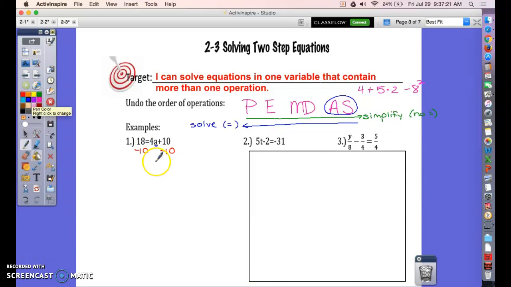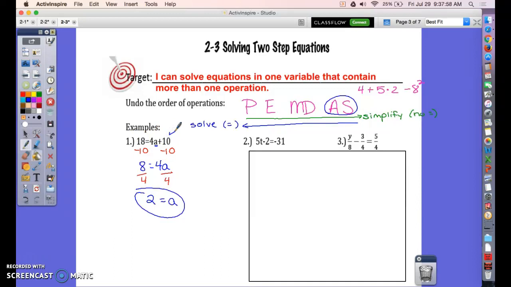When I subtract 10 from both sides, they would cancel over here and I'd be left with 4A on the right, and 18 minus 10 over here would give me 8. Now all I have is the multiplication, and we did this yesterday, so we would just divide both sides to undo that. Dividing by 4 would cancel out those 4's, and I'd be left with A equals 2, or 2 equals A. Keep everything lined up. Check your answers. If I plug this back in, 4 times 2 would be 8, and 8 plus 10 would give me 18, so it does check out.